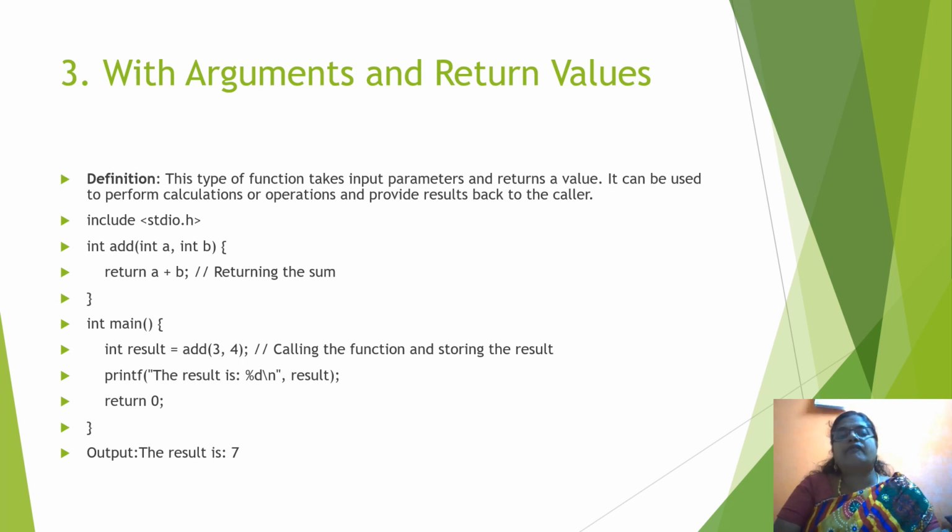With arguments and return values: this type of function takes input parameters and returns a value. It can be used to perform calculations or operations and provide results back to the caller. In this example program, add is a function that takes input parameters and returns a value. It takes the input parameters and returns the value 7.